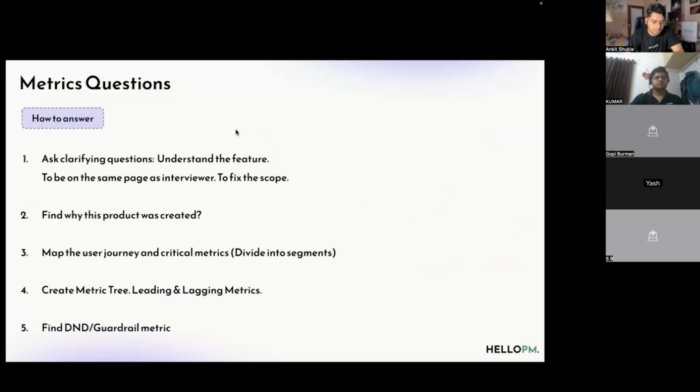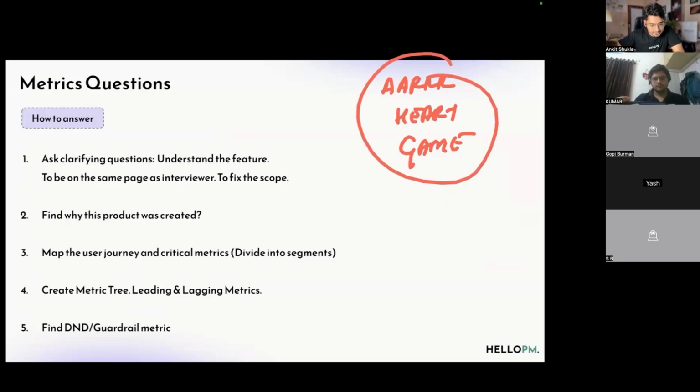There are multiple frameworks that are given. One framework is AARRR, another framework is HEART, another framework is GAME. I'll give you notes on all of these frameworks at the end of the session, but understand you just have to apply your common sense as a product manager, because frameworks can change, but common sense, or first principles, should still prevail. Now, the first thing that you need to do is ask clarification questions.